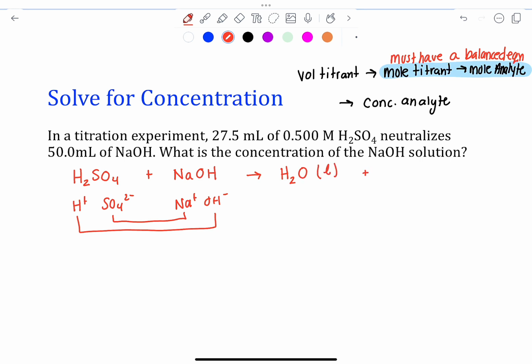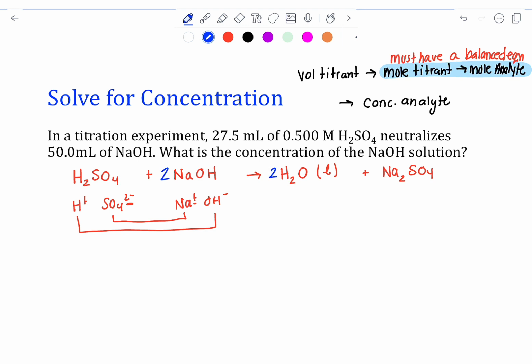And we are going to get Na2SO4. Remember, if I have a 2 minus on my SO4 and a 1 plus on my Na, I need 2 sodiums to balance out that charge. Again, that's just our basic rules of ionic compounds. Now we have to balance it. So we balance with a 2 and a 2.